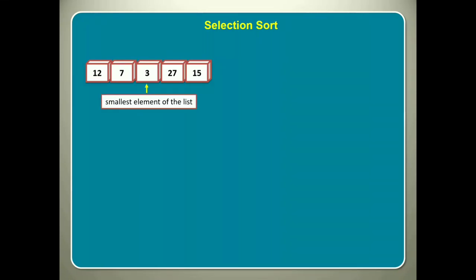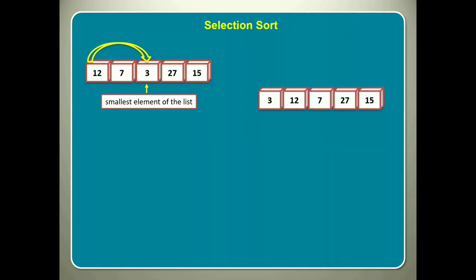Let us understand this logic with the help of an example. Let the numbers be 12, 7, 3, 27, and 15 in the unsorted list. Let us sort this. Step 1. Select the smallest element of the list. In this case, it is 3. Now, this element 3 is swapped with the first element of the array, that is 12. So now the list becomes 3, 12, 7, 27, 15.